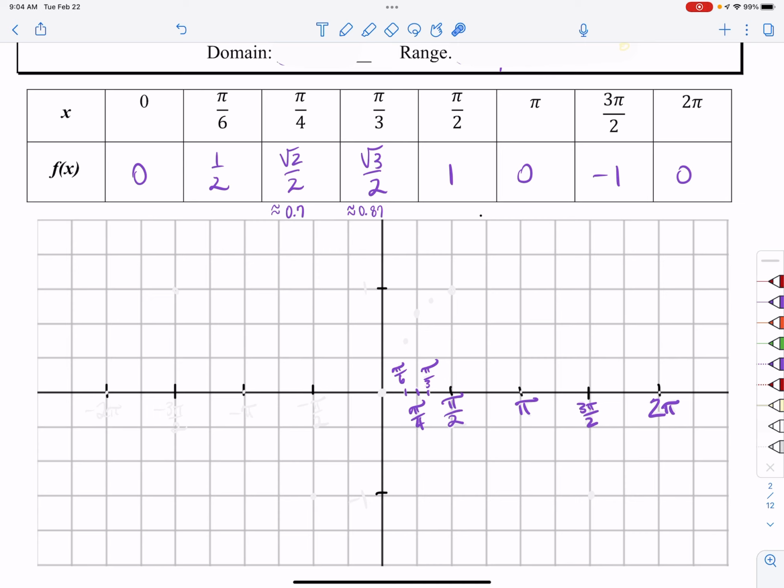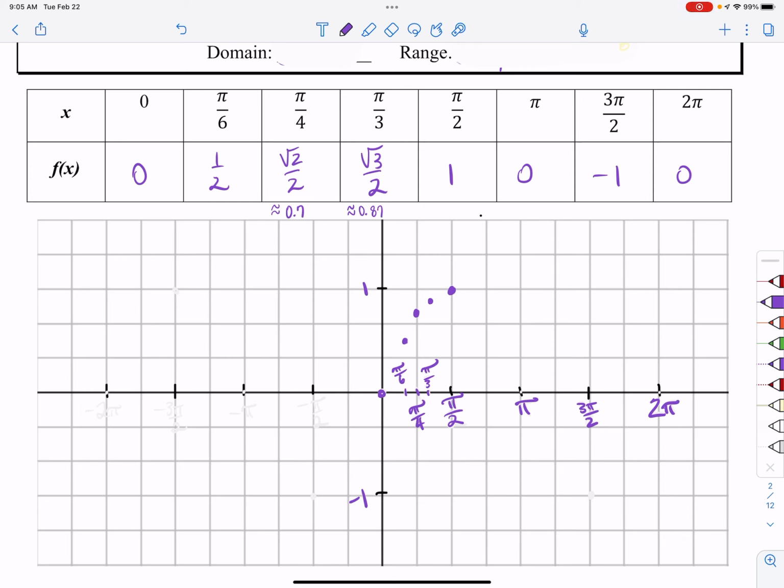So at the x value of 0, my y value is 0. So that's going to be at the origin. At the x value of pi over 6, my y value is going to be 1 half. Now you'll notice that I've marked a value of 1 here at 3 blocks and -1 down 3 blocks. So at pi over 6, if I'm going to go up to a half, I'm just going to go up a block and a half. At pi over 4, I'm going to go up 0.7. Pi over 3, I'm going to go up 0.87, almost 0.88.